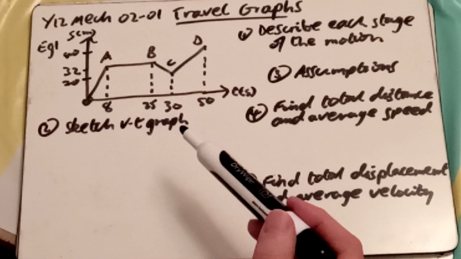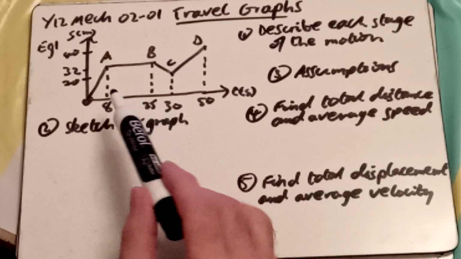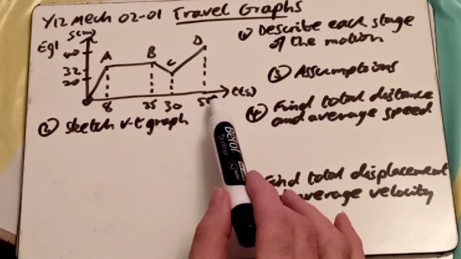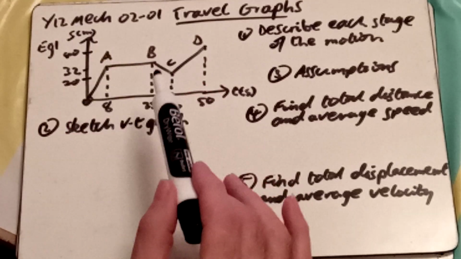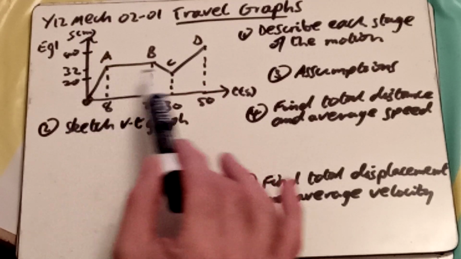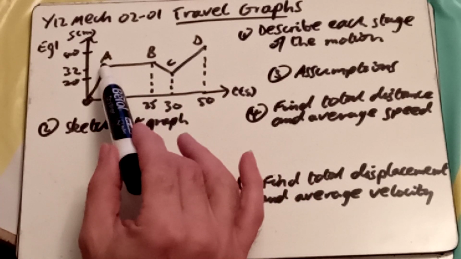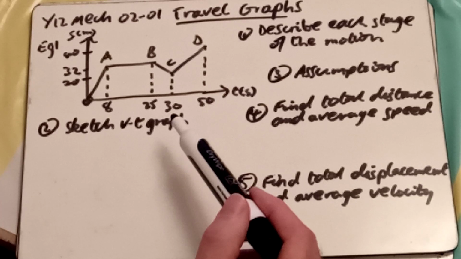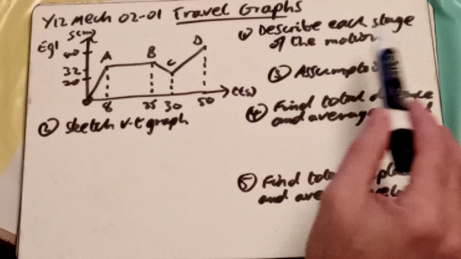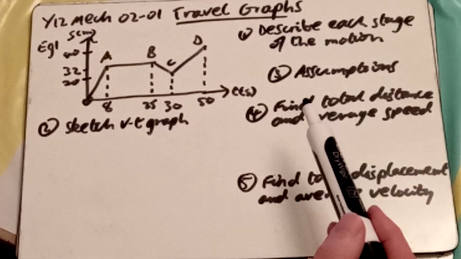So I've got a situation here in my first example where I've got a particle moving over a time of 50 seconds. I've got a displacement time graph, so I've got figures of 20 metres there, 32 at A and B, and 40 at D over these particular times. And I've got a few things to do. First things first, he wants me to describe each stage of the motion.